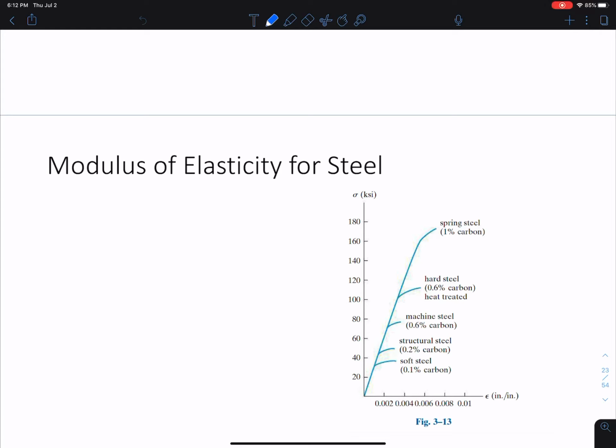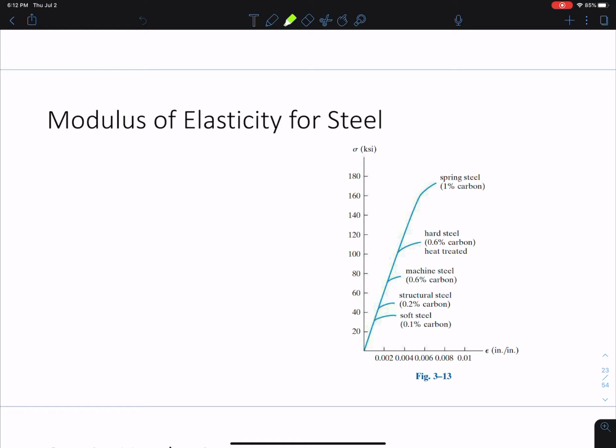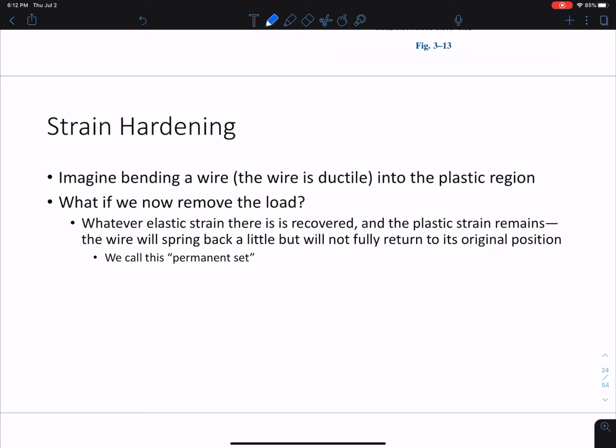All right, guys, so we're going to continue on topic 2 where we left off. The last thing we talked about in the previous video was the modulus of elasticity for steel. And just as a little recap, modulus of elasticity is basically the slope of the elastic region.